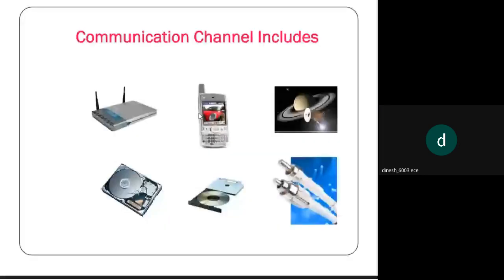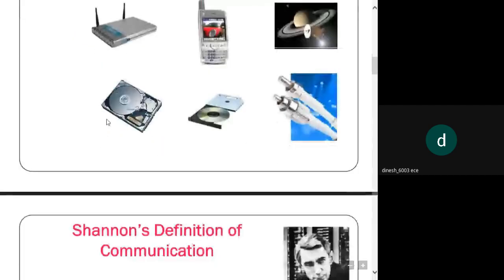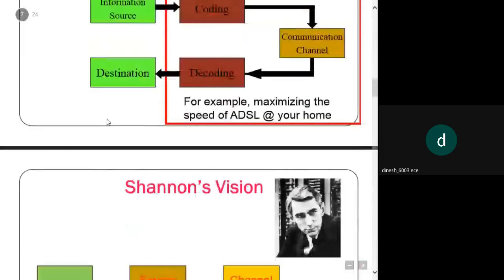So this first Wi-Fi router is your ADSL thing. It is a box which connects them.